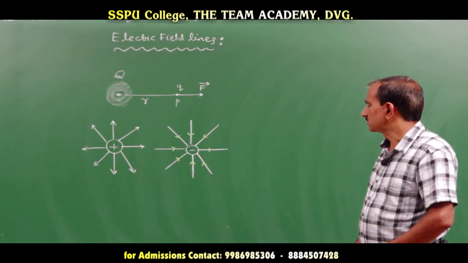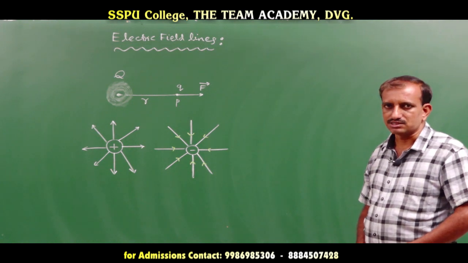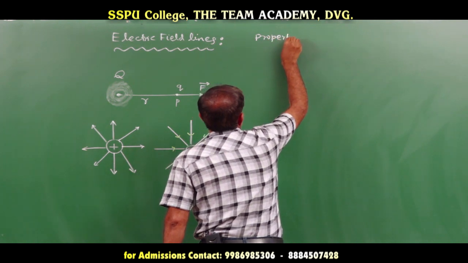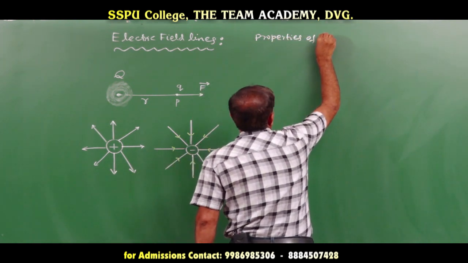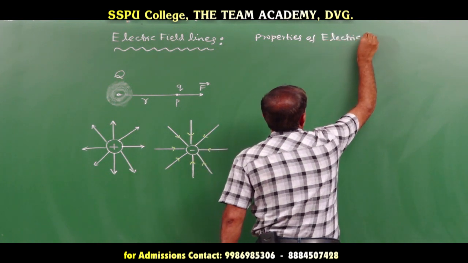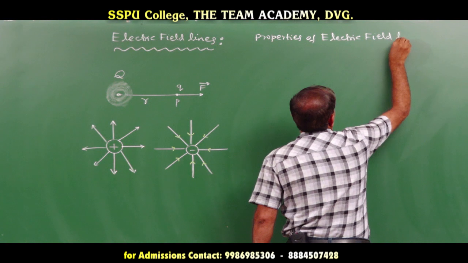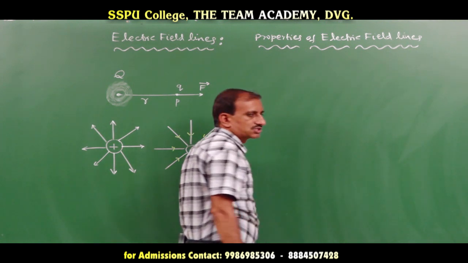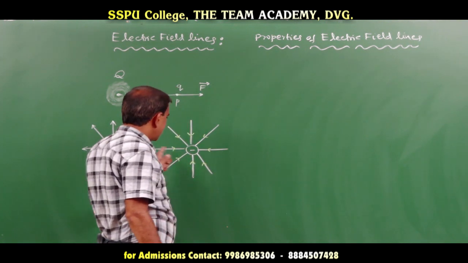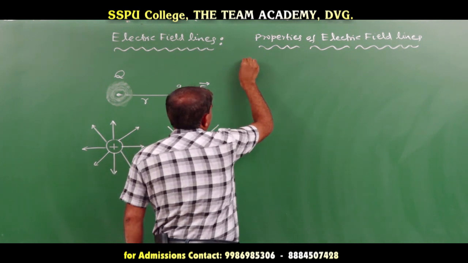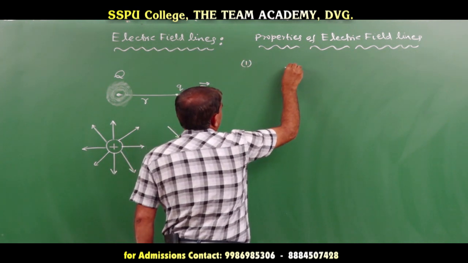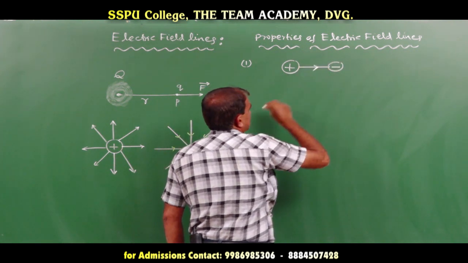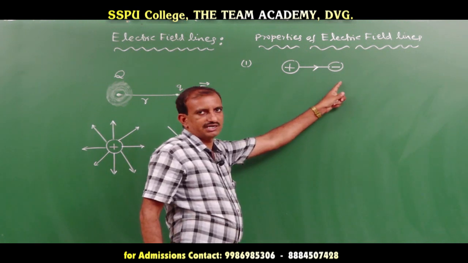Now let us study the properties of electric field lines. As I said, the electric field lines start from the positive charge and end on the negative charge. This is the first property: the electric field lines start from positive charge and end on negative charge.